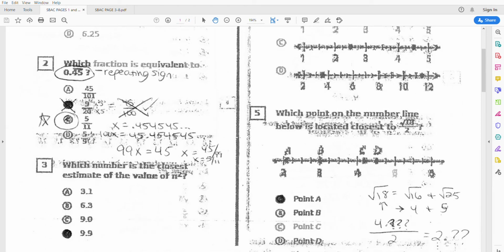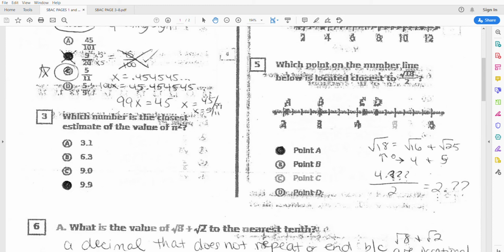Number 5. Which point on the number line below is located closest to the square root of 18 over 2? So the square root of 18 is between the square root of 16 and square root of 25. So you know the answer to the square root of 18 is 4 point something. So you want to put 4 point something over 2. And you know 4 divided by 2 is 2. So your answer is going to be 2 point something.